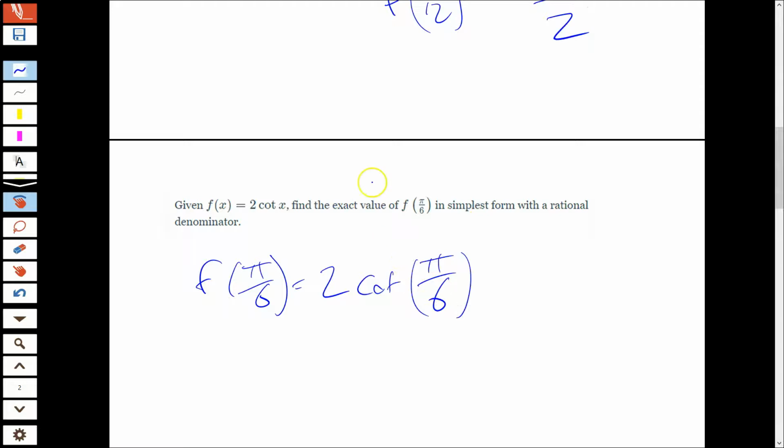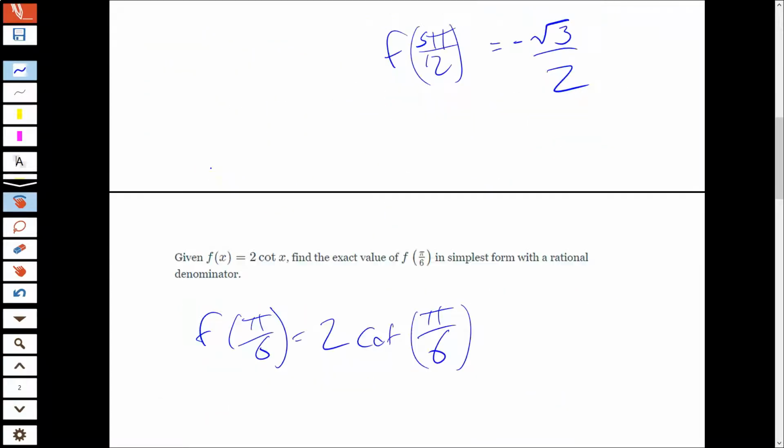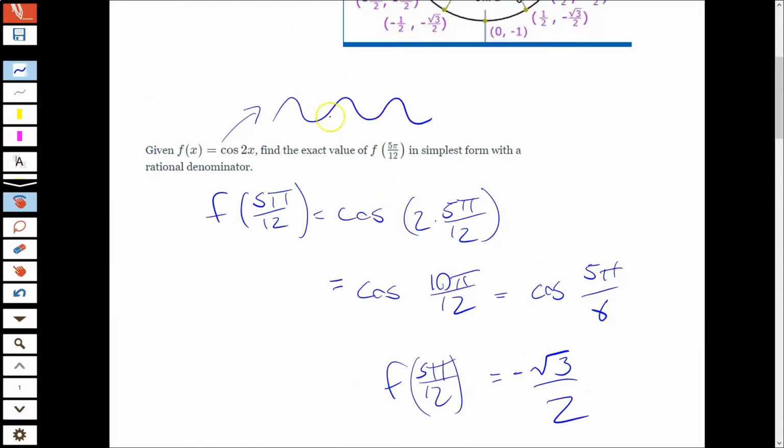And notice there's a 2 in both of these problems, but the 2 shows up in a different place. Okay, so this is what I mean by order of operations. In this problem, we're going to find cotangent of my angle first, and then multiply it by 2. In the previous problem, we multiplied by 2 first, and then found the cosine of the result.